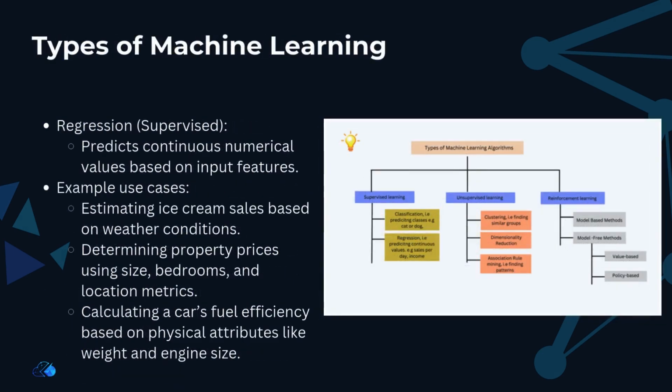The first one is regression. Regression models predict numeric values, and here are some of the examples. Predicting the number of ice cream sold based on the temperature, rainfall, and wind speed. Estimating the selling price of property using size, number of bedrooms, and location. Calculating the car fuel efficiency based on the engine size, weight, and dimensions.